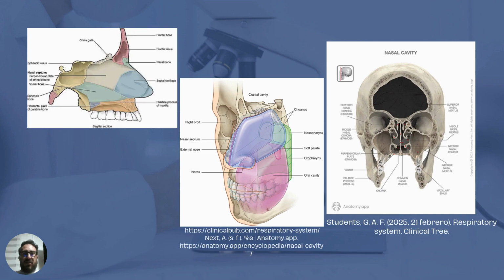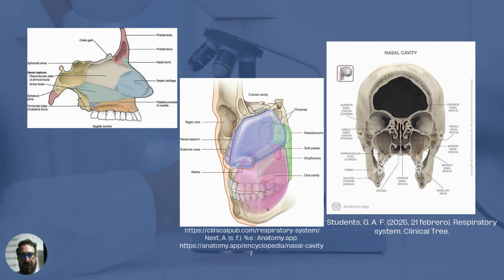The skull forms the nasal cavity, including the maxilla, palatine bone, nasal bones, and ethmoid bone. These bones give structure and stability to the nasal passage.